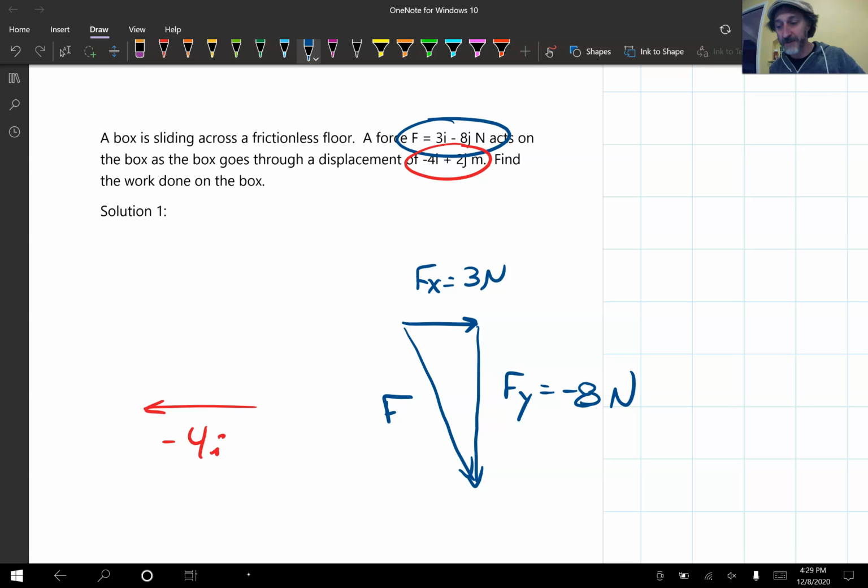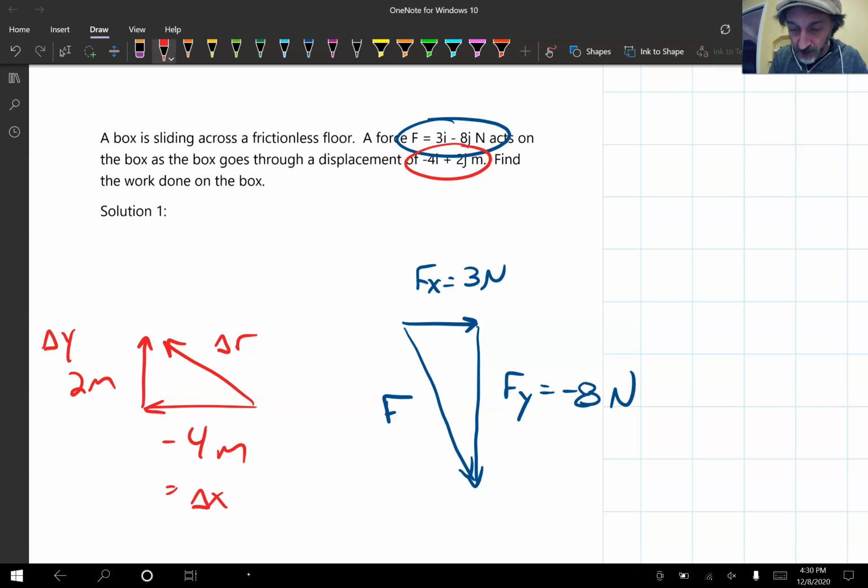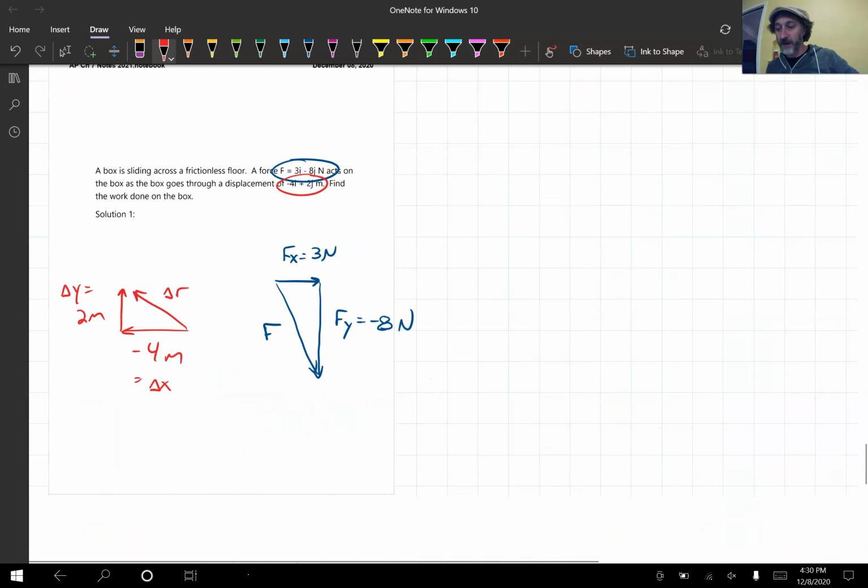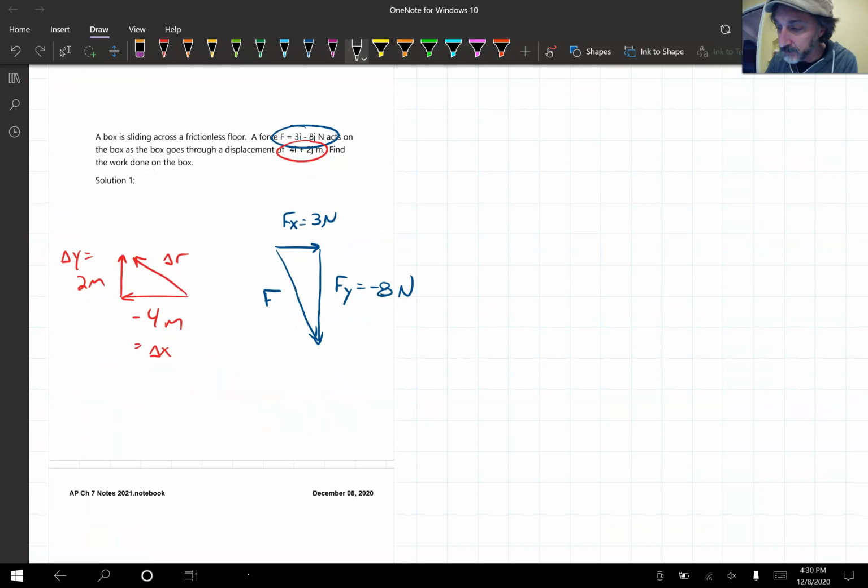Now over here I don't have to use the same scale because they're different units. These are now meters. So I'm going to go 4 meters to the left, 2 meters up. So here's my displacement vector. I guess this is my delta x, and this is my delta y. Now, using our definition of work, work is force times displacement times the cosine of the angle between those two things.